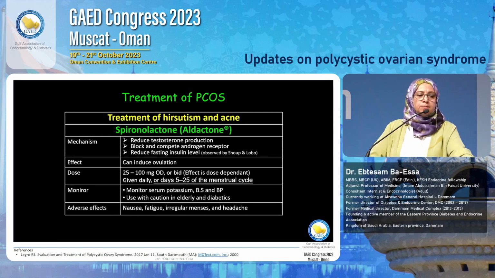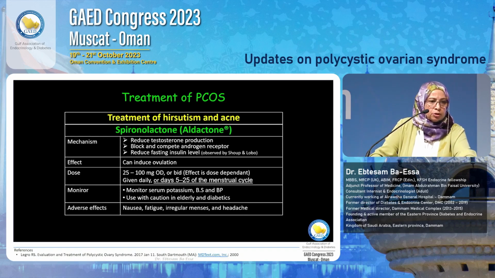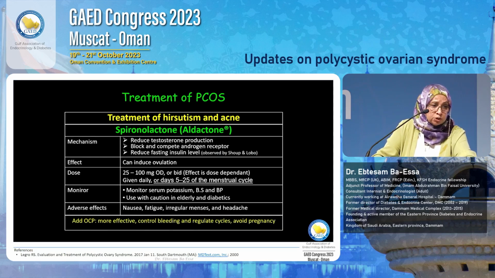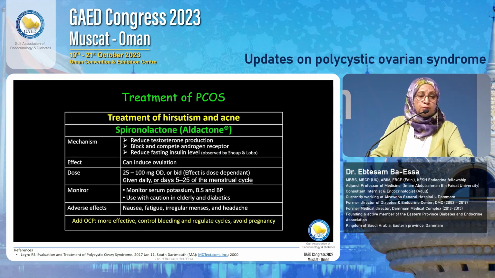Another modality of treatment is Aldactone, or spironolactone. Again, it reduces testosterone production and blocks androgen receptors, and it can be used at up to 100 milligrams once or twice daily, on a daily basis or on a cyclical pattern to reduce the risk of menstrual irregularity. You always have to monitor the serum potassium, and you should preferably add an oral contraceptive for better results and also to prevent pregnancy.